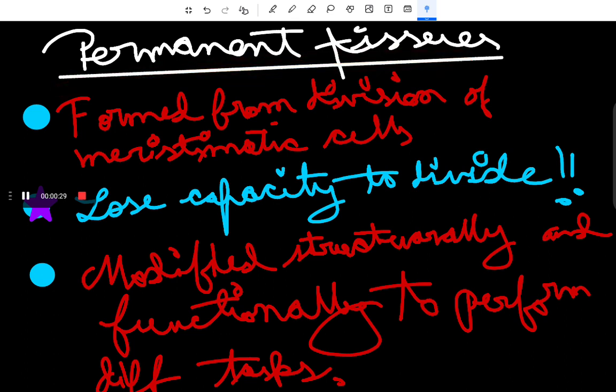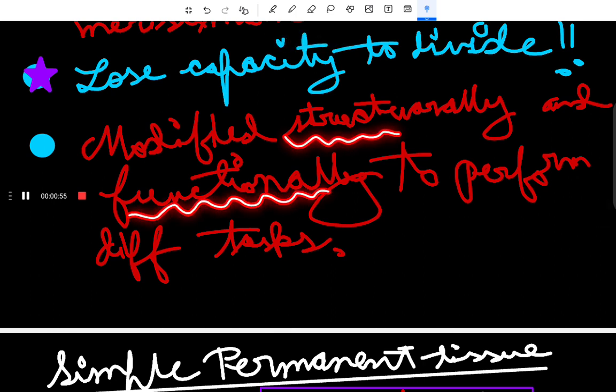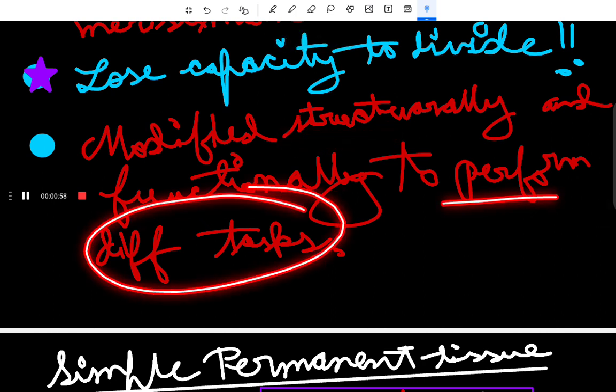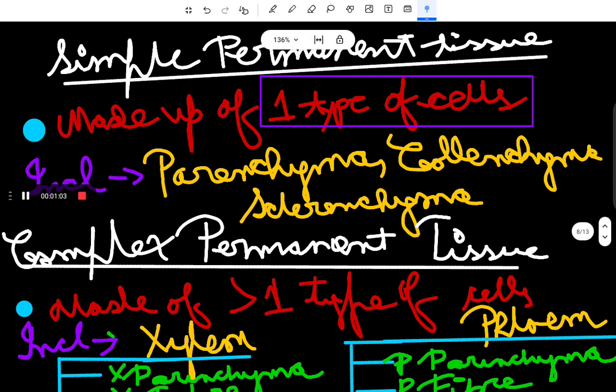Permanent tissues are formed from the division of the meristematic cells. I would recommend that if you haven't seen my previous lectures, please see them. These cells lose the capacity to divide, and they are modified both structurally and functionally to perform different types of tasks. These permanent tissues can be divided into two parts: simple permanent tissue and complex permanent tissue.